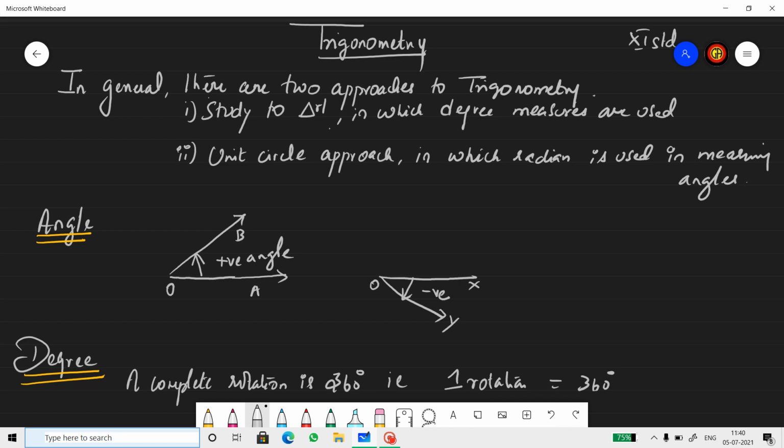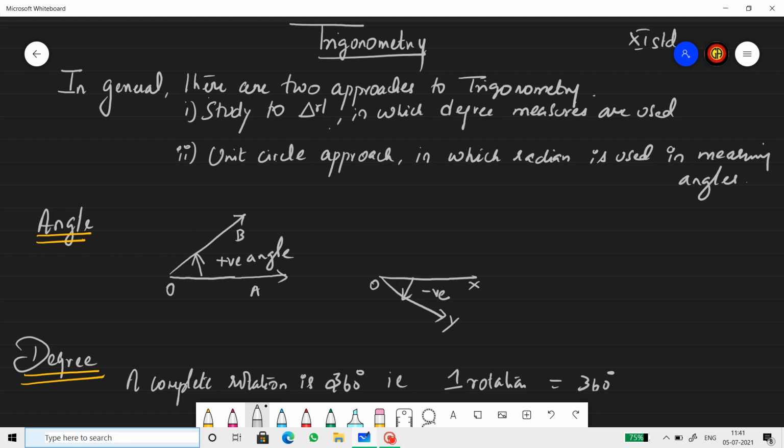In general, trigonometry is a chapter that starts in 10th grade. There we learned that trigonometry is the study of triangles, isn't it? In general, there are two approaches to trigonometry. First, we consider it as a study of triangles, and in particular, we learned right angle triangle study in 10th standard, in which degree measures were used. In 10th grade, we learned everything in degrees: 30 degree, 60 degree, 45 degree, 90 degree, and 0 degree.